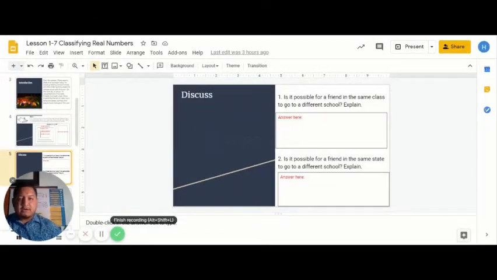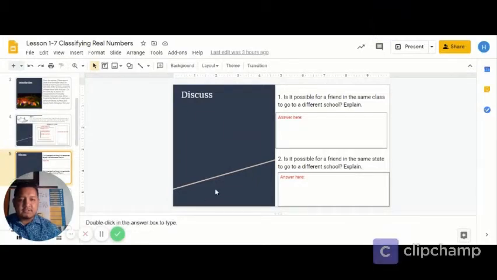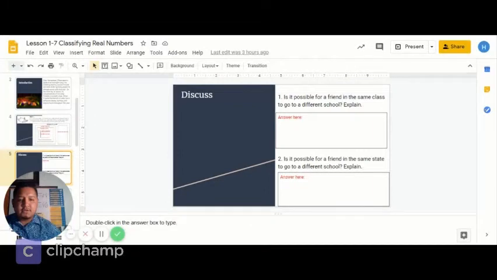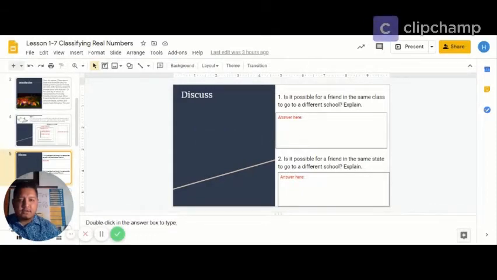All right, guys. Now that we have organized the graphic organizer with all the titles, we are going to have these two questions here. Question number one: Is it possible for a friend in the same class to go to a different school? Explain. And then question number two: Is it possible for a friend in the same state to go to a different school? Explain. Go ahead and hit pause on this video and answer those two questions in your Google Slides form in Google Classroom.